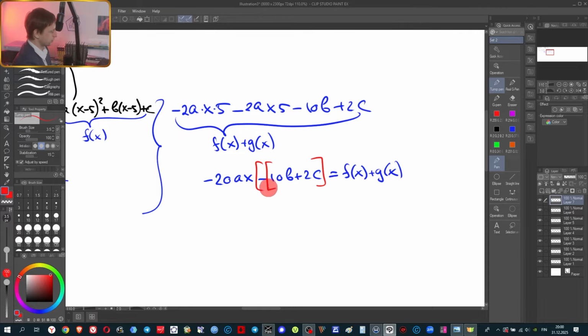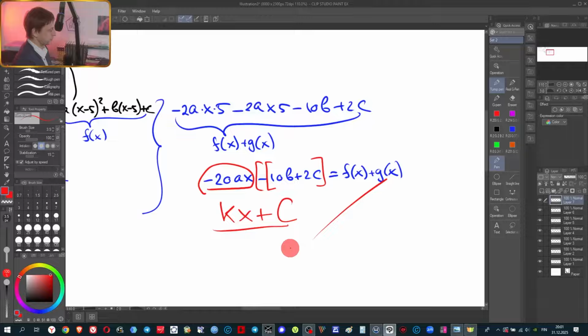This one, let me just separate this one. And here we have simply something multiplied by x. So here we have the form kx, where k is this number, plus this constant. So here you have simply a linear equation in x, and this graph is simply a line. It describes a straight line on the plane, and this is it.